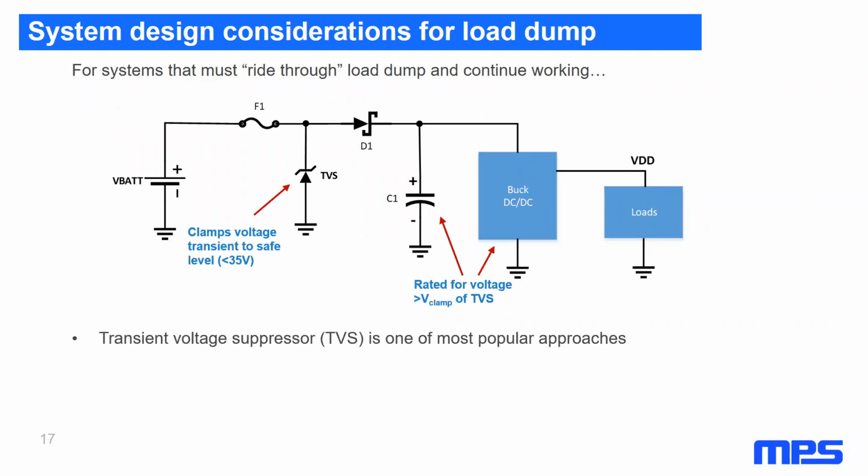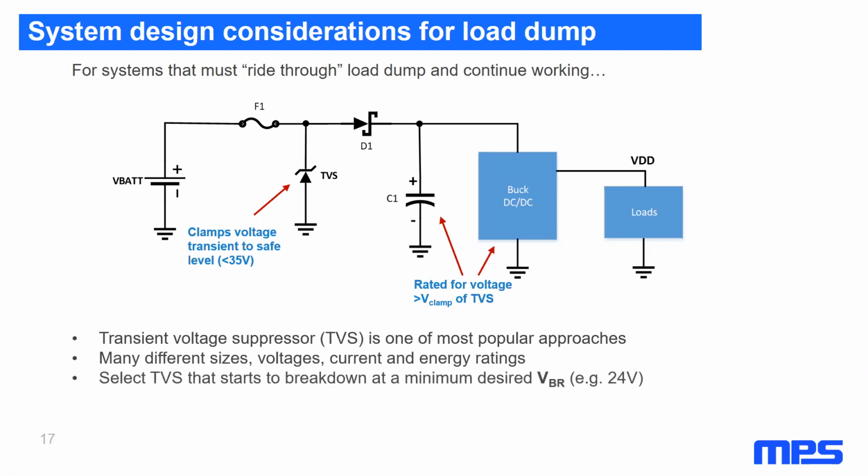Transient voltage suppressor, or TVS, is one of the most popular load dump protection circuits. They come in many different sizes, voltages, currents, and energy ratings. The TVS minimum breakdown voltage should be higher than the intended battery operation range. This is the voltage at which the diode starts to break down and shunt current. Minimum breakdown specs of 24 volts are very common in automotive.